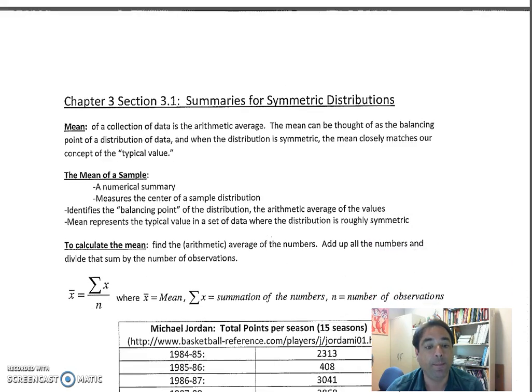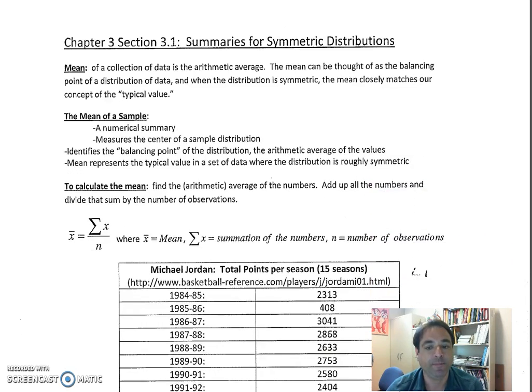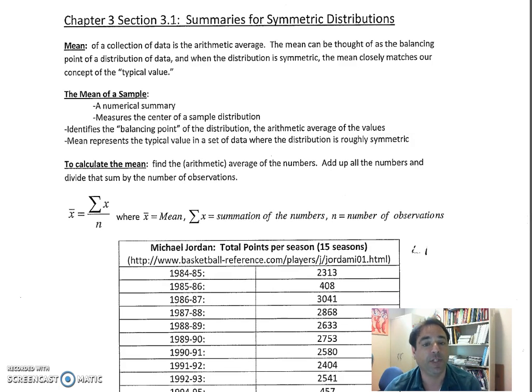So let's talk about the mean first. Okay, so like we said, the mean is where you add up all the observations and divide by how many there are. So we can put that in symbol form here. The symbol for mean is x bar, x with a bar over it, and that is the summation, big sigma, of all your observations, divided by n, how many observations you have.